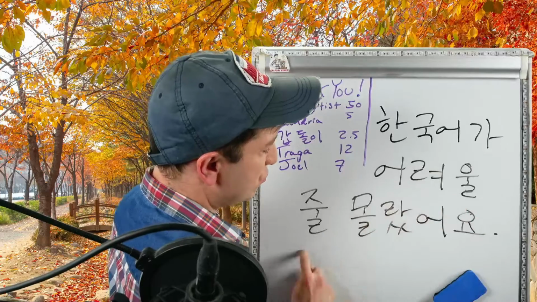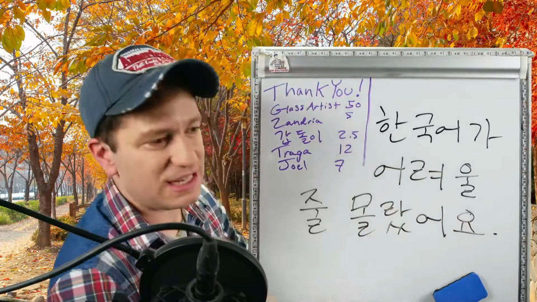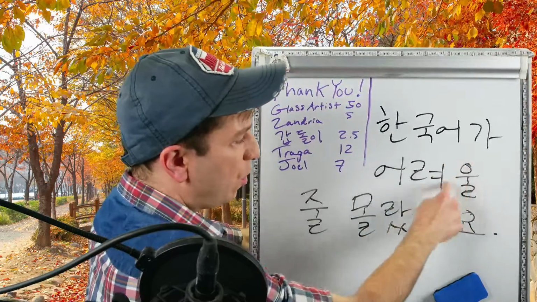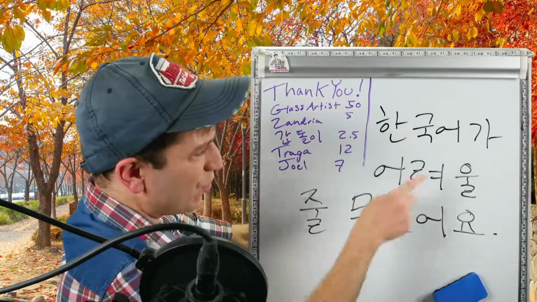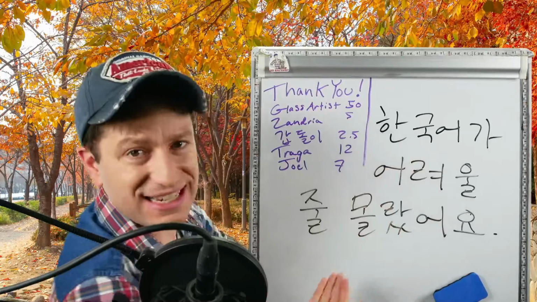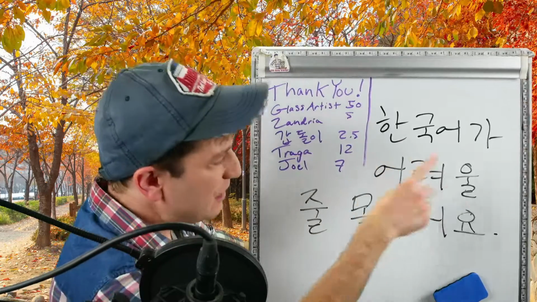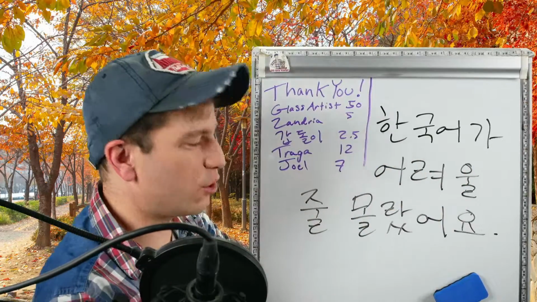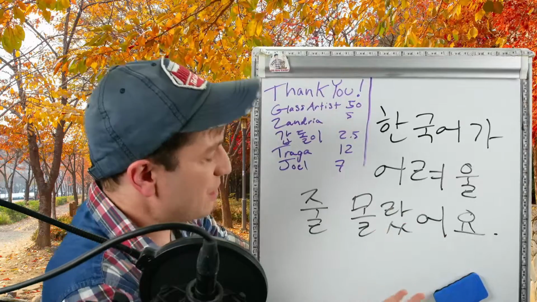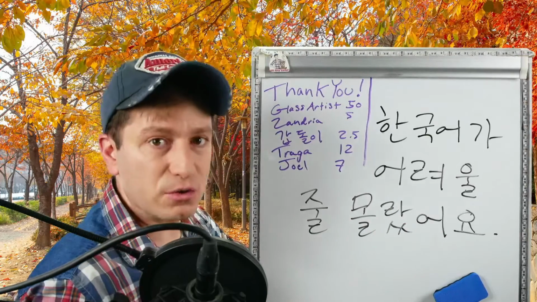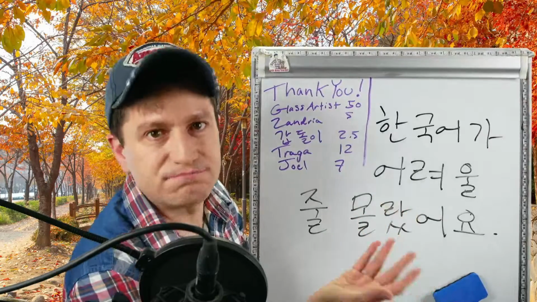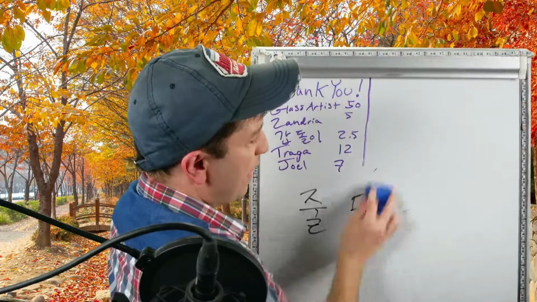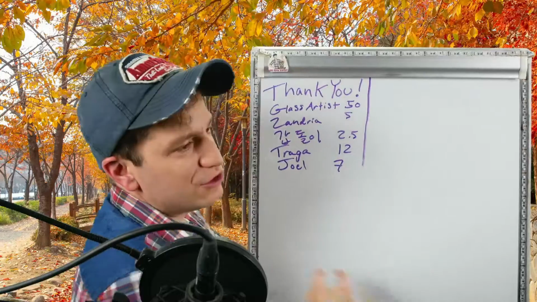한국어가 어려울 줄 몰랐어요. So 어렵다, to be difficult. 어려울, future tense, would be difficult. So I didn't know Korean would be difficult. You could have also said 이렇게 어려울 줄 몰랐어요. I didn't know it would be this difficult. So I didn't know Korean would be difficult. Or you could say this as, I didn't expect it to be difficult. So that is all you need to know about using this form to mean that you knew or you didn't know something.